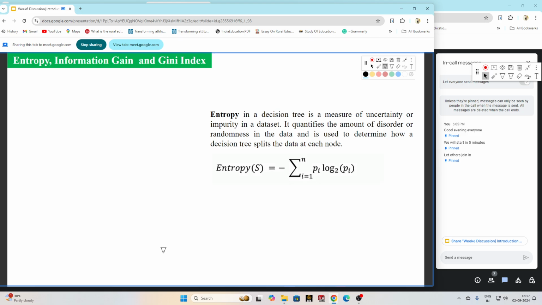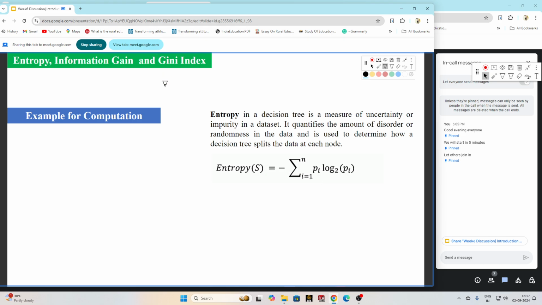So it is denoted by this formula. Entropy is minus sigma i equals 1 to n of p_i log base 2 p_i. Here i equals 1 to n means these are the classes: i equals 1 is the first class, i equals 2 the second class, and so on up to i equals n, the nth class. p_i is the probability of that class belonging to the whole set. So this is the entropy formula.